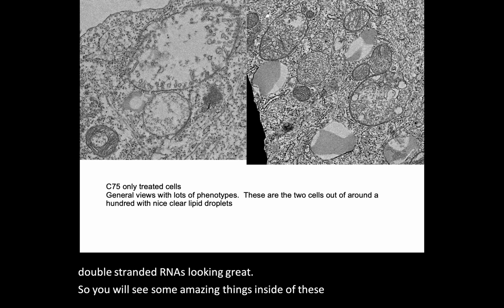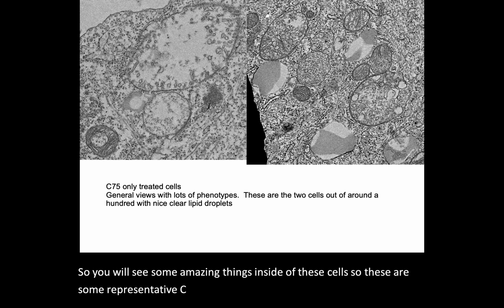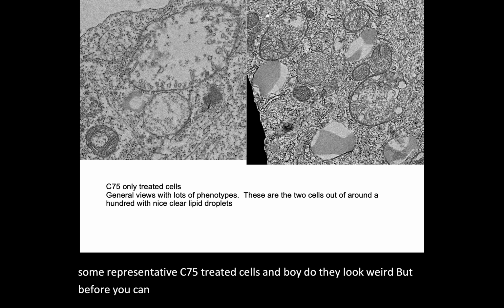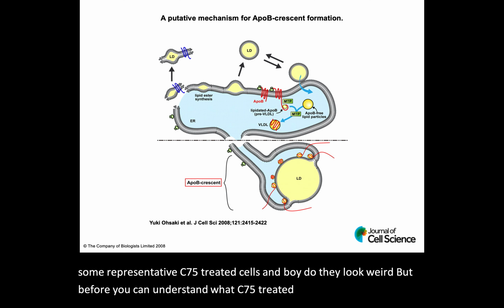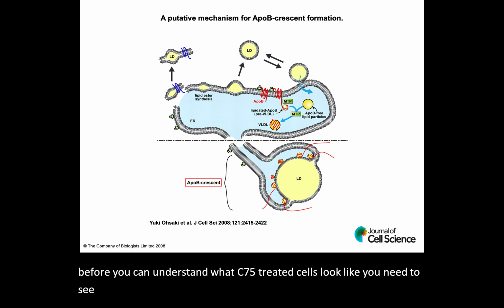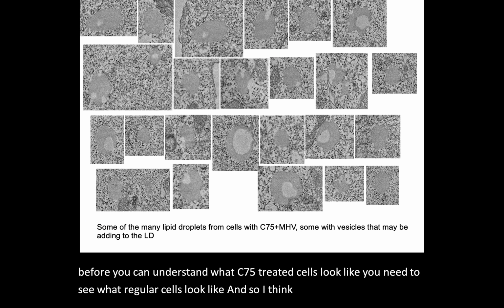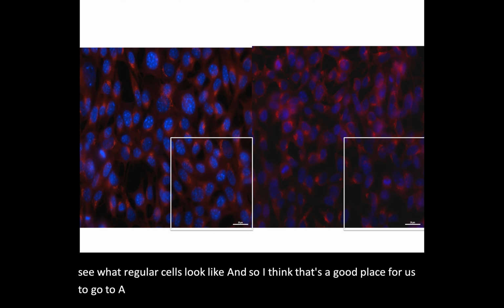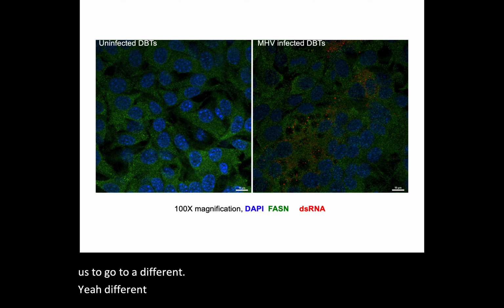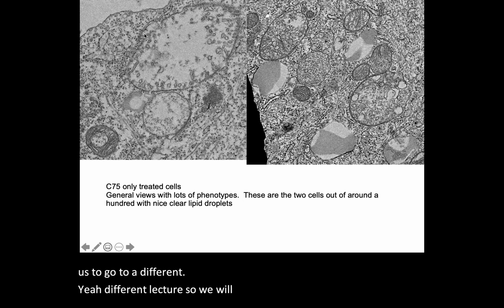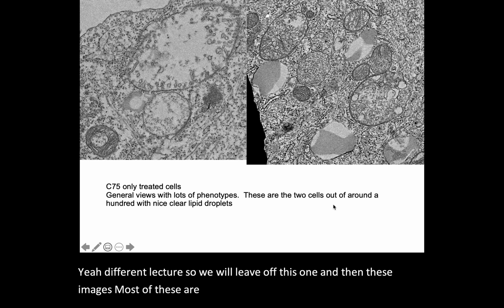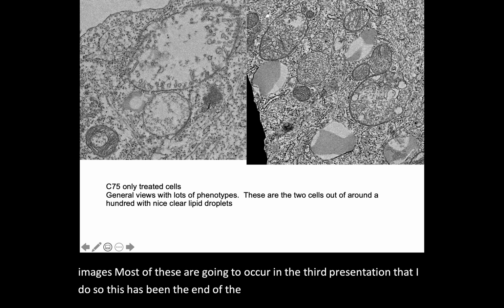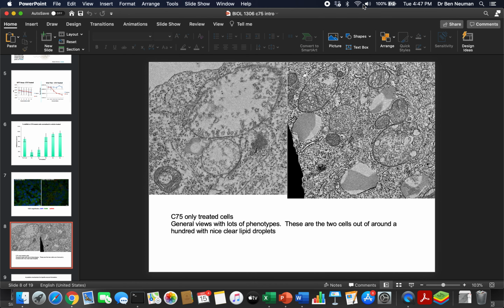Okay, so you will see some amazing things inside of these cells. So these are some representative C75 treated cells, and boy do they look weird. But before you can understand what C75 treated cells look like, you need to see what regular cells look like. And so I think that's a good place for us to go to a different lecture. So we will leave off this one, and most of these images are going to occur in the third presentation that I do. So this has been the end of the introduction, and now let's go look at the insides of cells and figure out how they work.